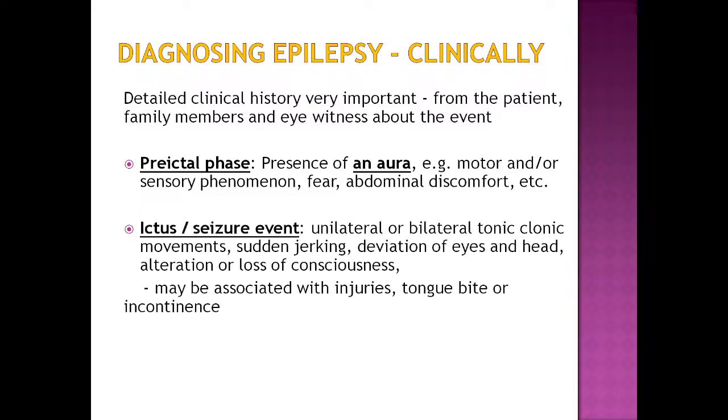Next is the actual seizure event, or the ictal event. Ictus is the seizure event. This manifests in the form of unilateral or bilateral tonic-clonic movements. Sometimes there may be sudden jerking of the body, there may be deviation of the eyes and head, alteration or loss of consciousness. Because of all of these things happening, there may be injuries, issues like tongue biting or urinary incontinence, sometimes fecal incontinence also. This can all happen as a part of the seizure.